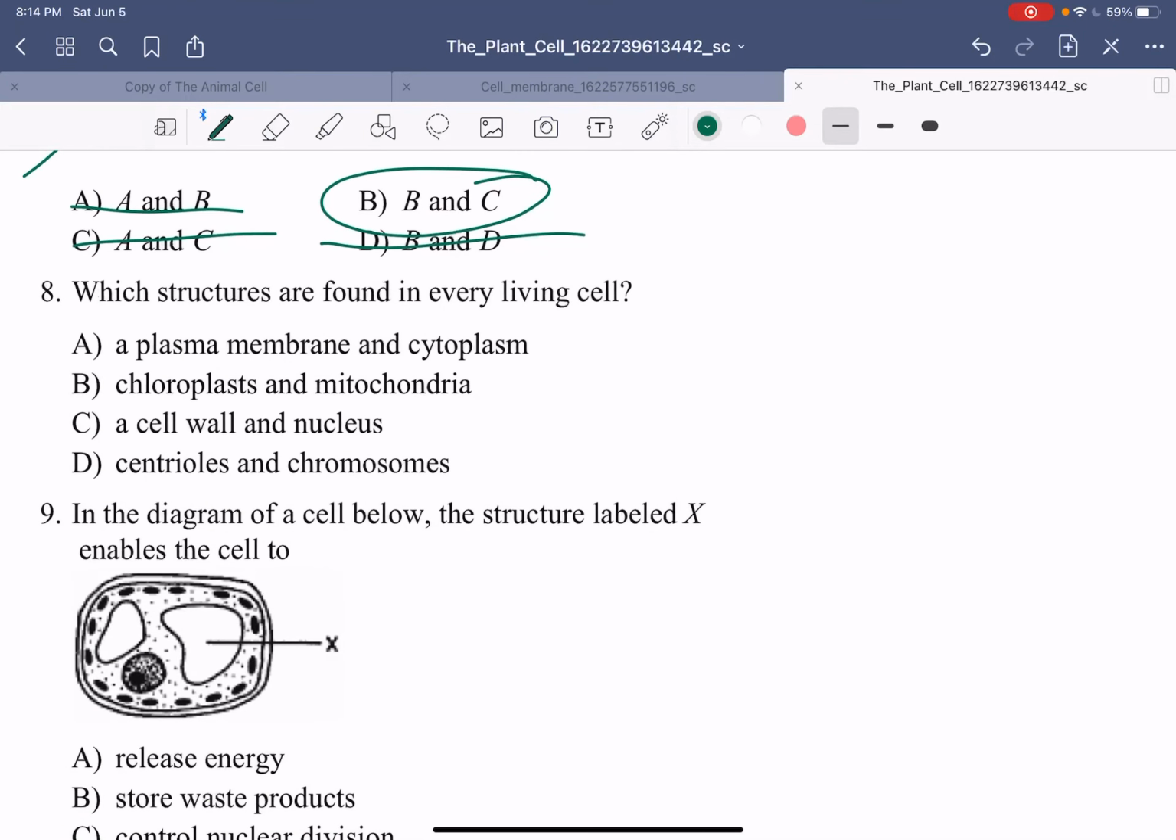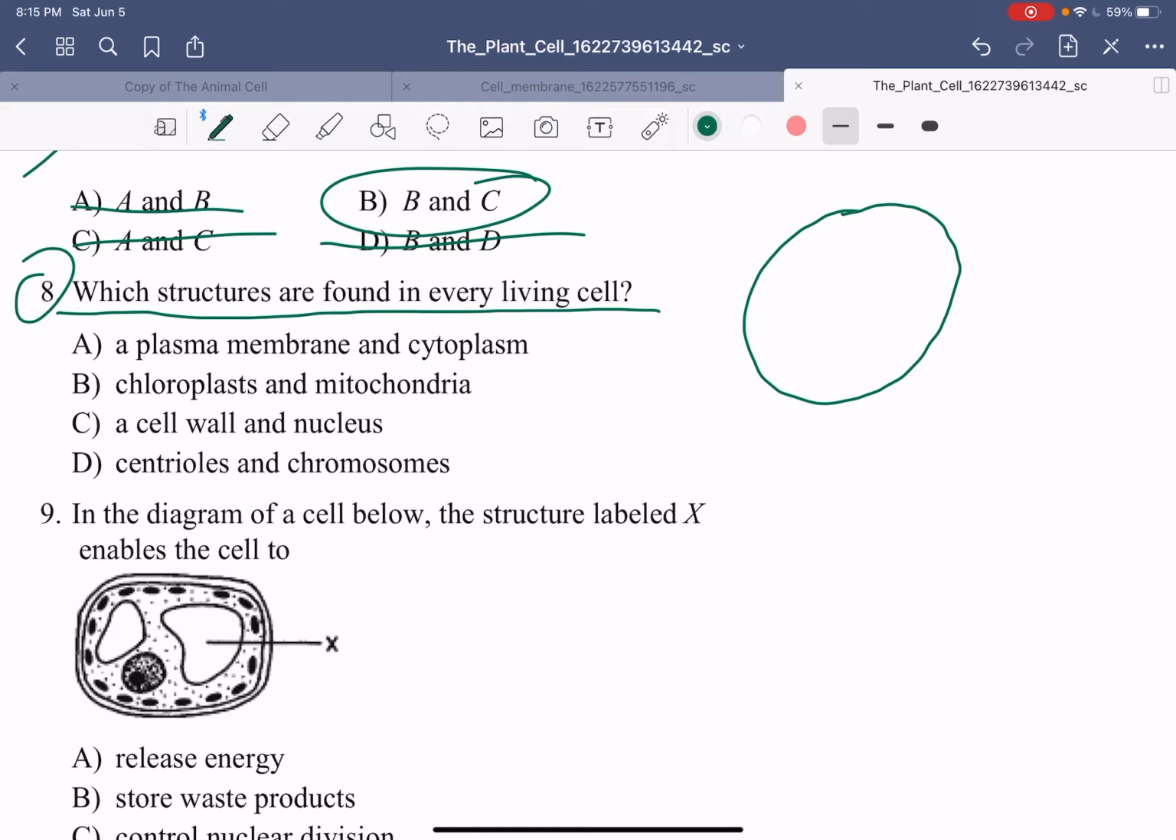Number 8. Which structures are found in every living cell? I also love this question, and I purposely put this here because this is something that we need to talk about, that we haven't spoken about in our many videos so far. I mean, all these videos 1 through 5, it's about cells. This right here is really super important. All cells, guys, have a cell membrane, right?